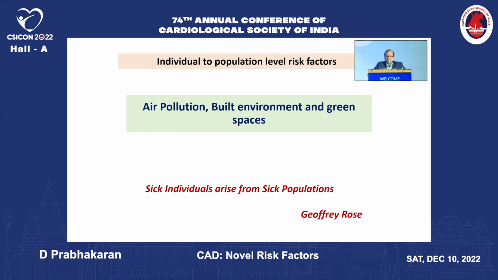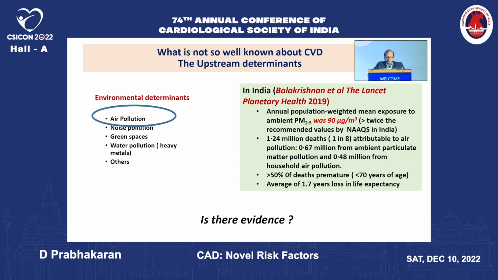From individual to population risk factors, air pollution is definitely a risk factor. A recent study says the hazard ratio of air pollution is equivalent to diabetes or even smoking. So sick individuals arise from sick populations. Environmental determinants are predominantly air pollution. Other pollutions like noise and water pollution have also been described.